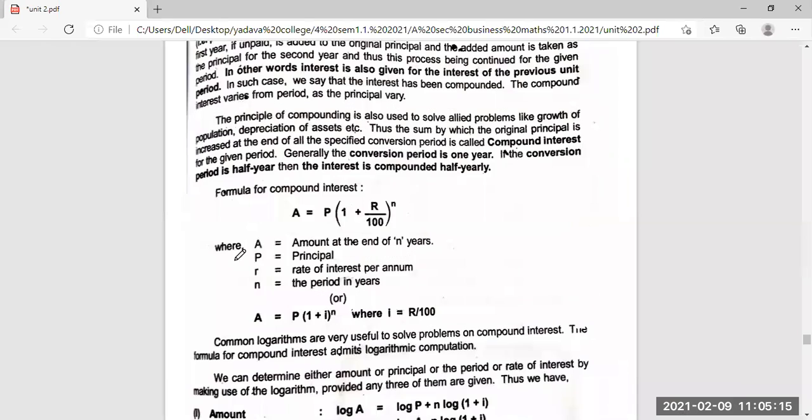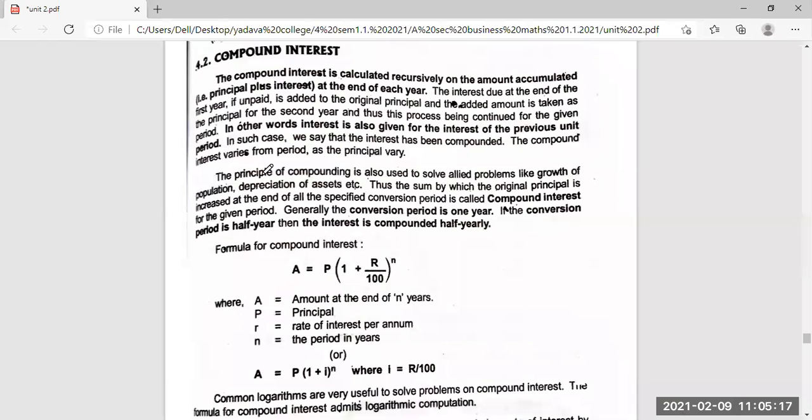Compound interest formula: whatever we have done in this commercial arithmetic for simple interest, the same procedures apply for compound interest. Only a few different formulas come, that's all. So try to write all the formulas on the back side of your notebook.